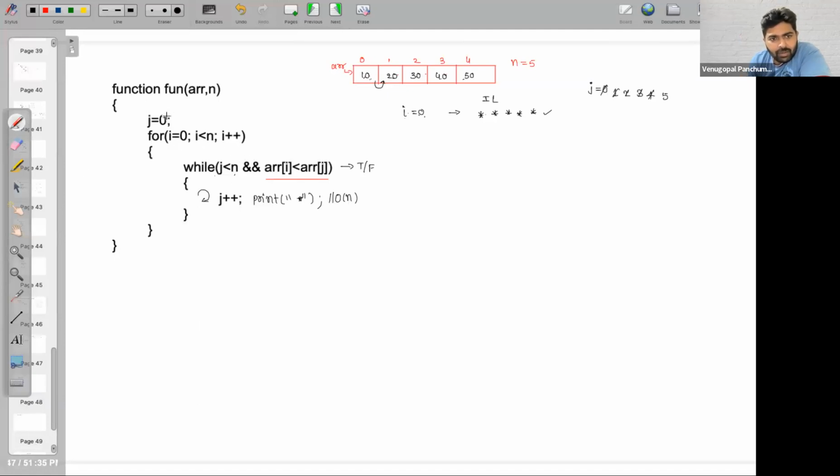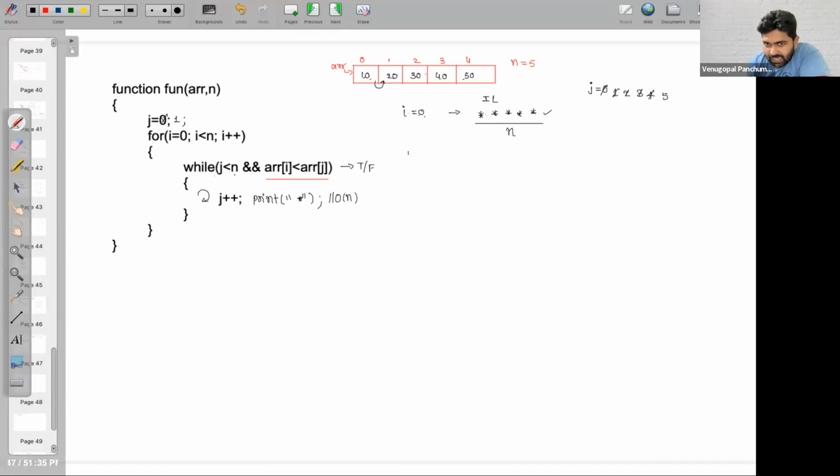Okay, so here, if you want, you can replace this with 1 also, no problem. For people who are saying 10 is compared with 10, you can replace the J value with 1. So n times it will be printed, which means when I is equal to 0, this loop works n times. By the time J value is 5, this condition becomes false.